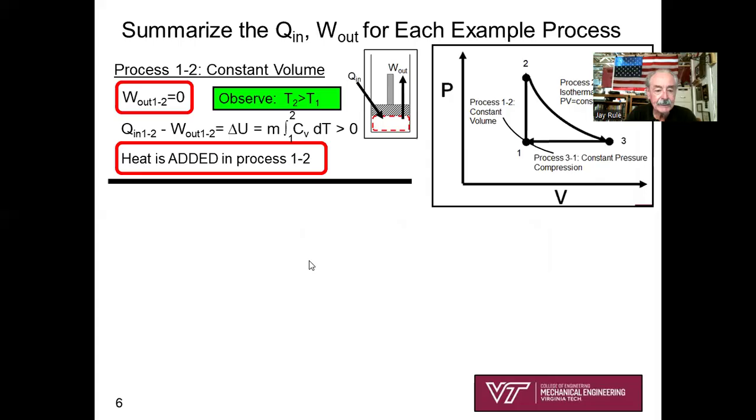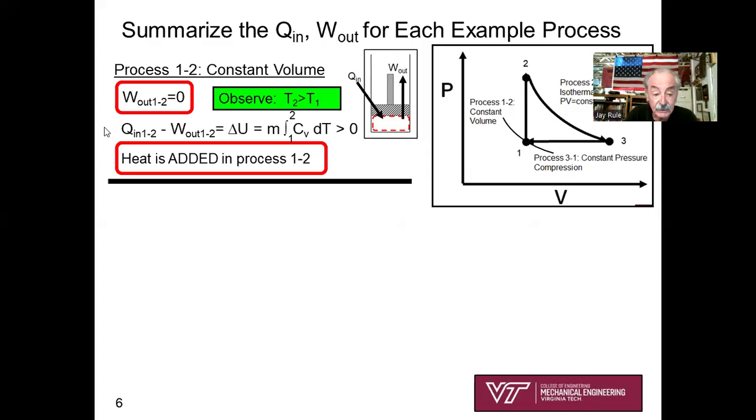Okay, let's see. What we also want to do is use the first law for a closed system to figure out, is heat added or heat rejected? So let's do that. 1 to 2. Work out from 1 to 2: integral PdV, area under the curve. We just write down W out as 0, right? So that one's easy. The area under the curve is 0.